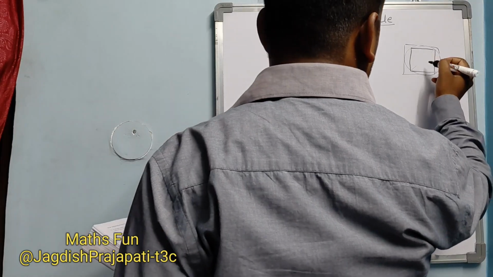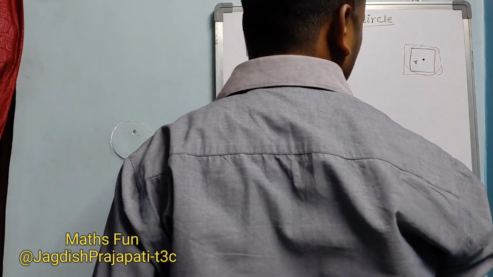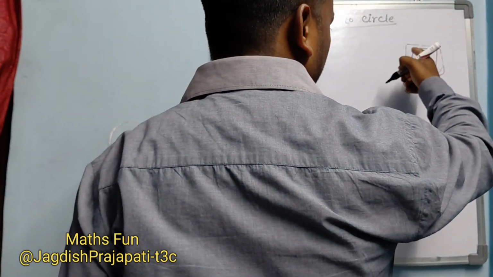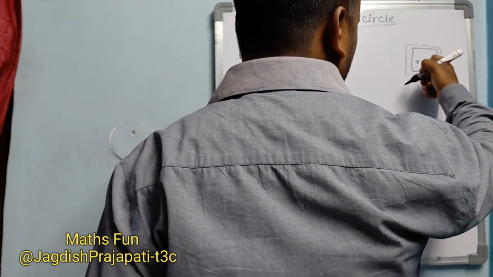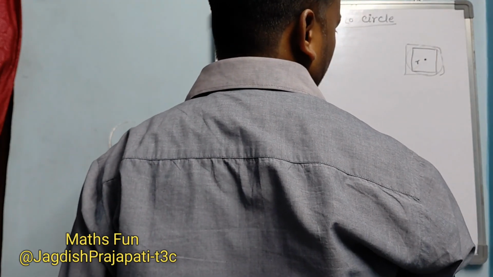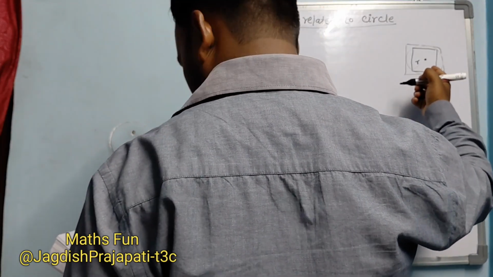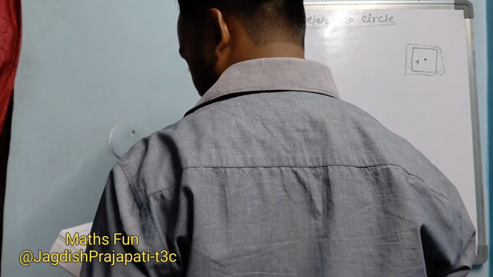So diagonal is given means half of this diagonal will be the radius of the circle. So you know now the radius of the circle. And this diagonal is known, so you can find out the side of this square. Okay, and then you solve it.